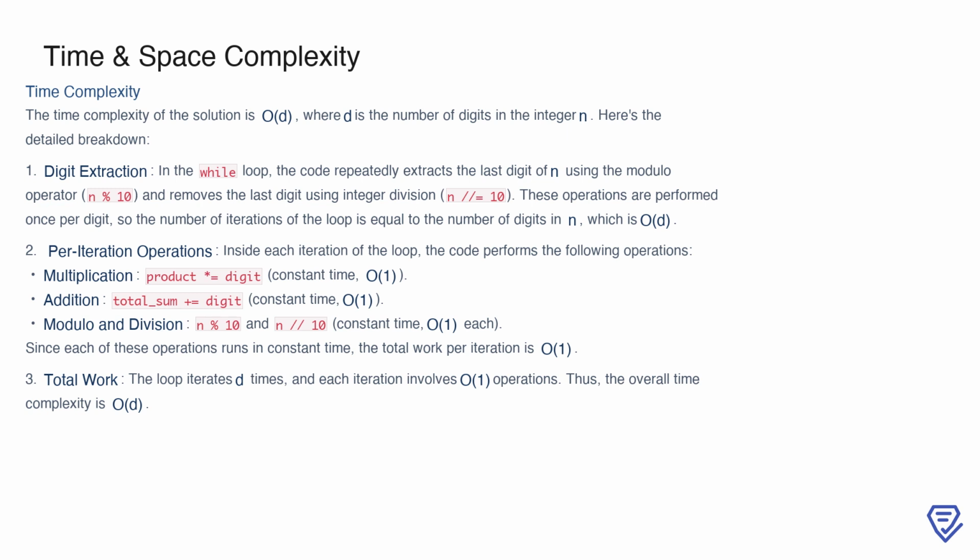Now, for each iteration, we perform a few constant time operations, multiplying the product by the digit, adding the digit to the total sum, and the modulo and division operations mentioned earlier. Each of these computations takes O(1) time. Therefore, with d iterations in O(1) operations per iteration, the total time complexity of the algorithm is O(d). This efficiency comes from how the loop processes each digit directly without any additional overhead.